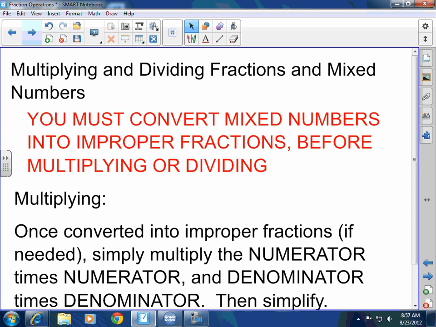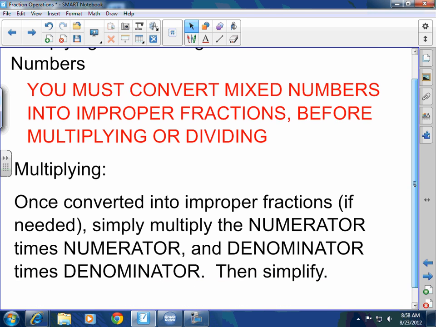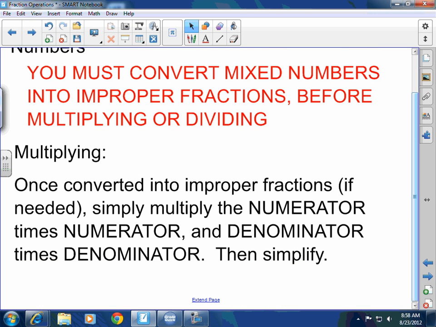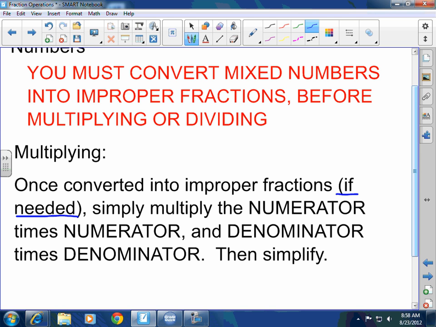Now, as far as multiplying goes, multiplying and dividing actually, they're both really, really simple. For multiplying fractions, gentlemen, once converted into improper fractions, if needed, if they're not a mixed number, you don't have to convert anything, of course. Simply multiply the numerator times the numerator and the denominator times the denominator. Then simplify. Done. Literally done. Very simple.